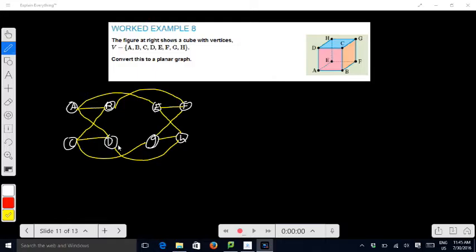So the situation I want you to have another go at now is, how can I convert this network into a planar graph? And it is possible, believe it or not. So pause the video and see if you can play around and work out a possible way that you can convert this network into a planar graph so we have no edges that cross each other.